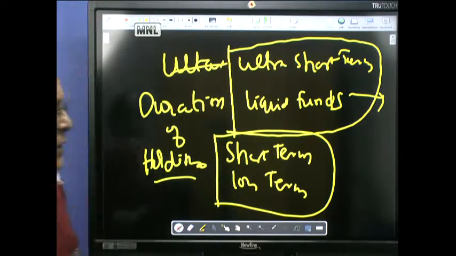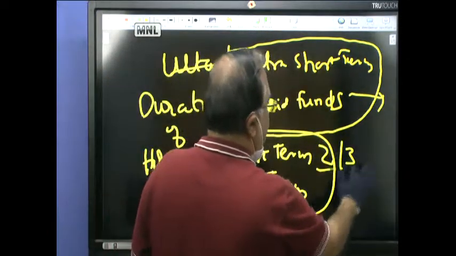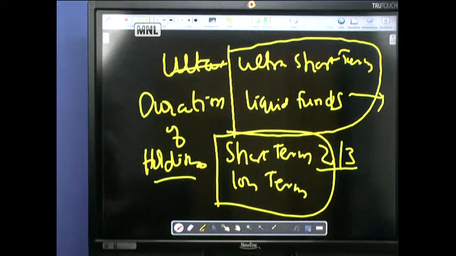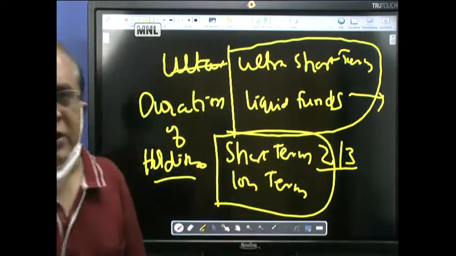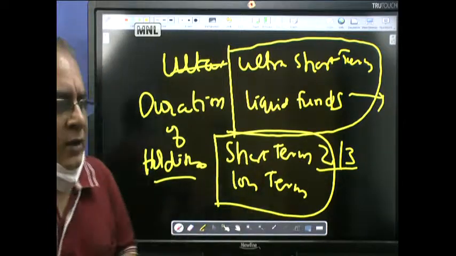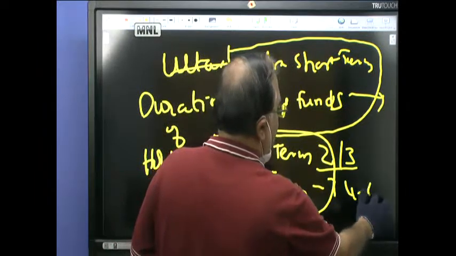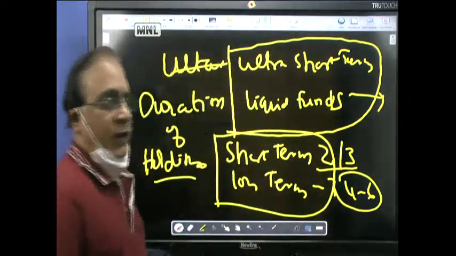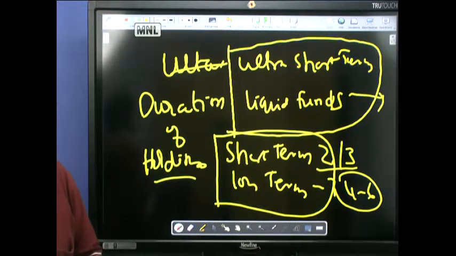So if the maturity period is shorter, let us say 2 years or 3 years, then in that case you go for a short term debt fund. If the maturity period is less than 2 to 3 years, then you go for a short term debt fund. If the maturity period is more than 3 years, say 4 to 6 years and all, then it becomes a long term debt fund. So if you are an investor, you have to decide.